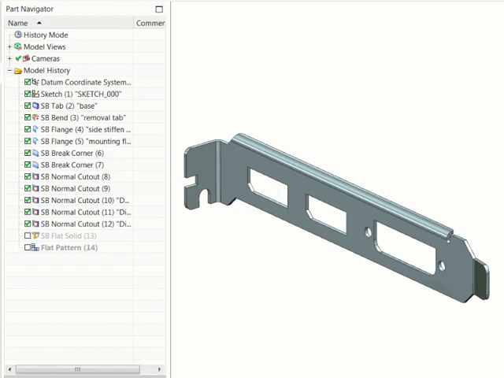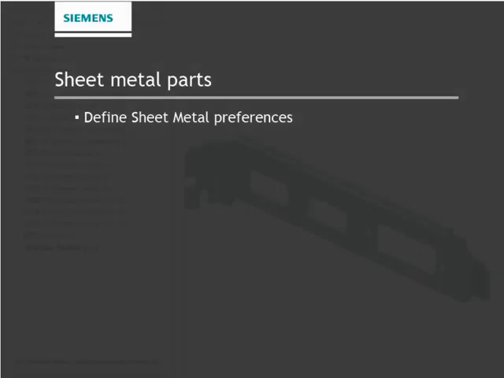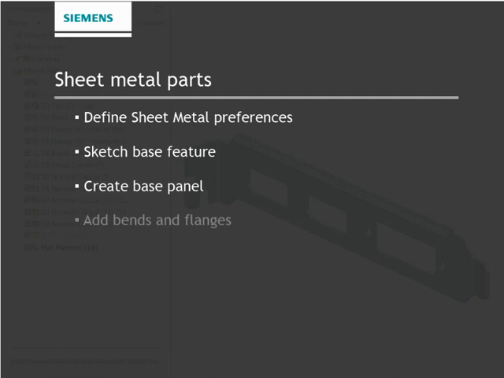To summarize, when designing sheet metal parts, begin by defining your sheet metal preferences such as your material thickness and the bend radius. Start with a sketch to define the base feature. Use sheet metal commands to create a flat panel to serve as the base feature of your sheet metal part. Add bends and flanges. Sketches can be used to define bend lines.